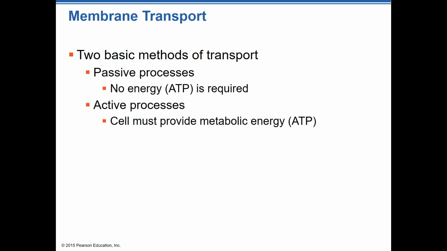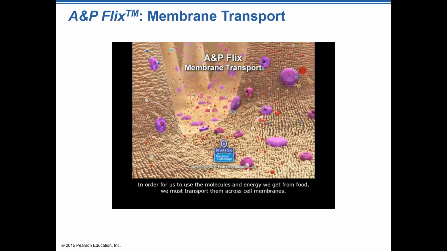So if there's a protein that is required to grab a hold of a substance and pull it in, or grab a hold of a substance and push it out, that's going to require energy in the form of ATP, and that is an active process to move it across that.